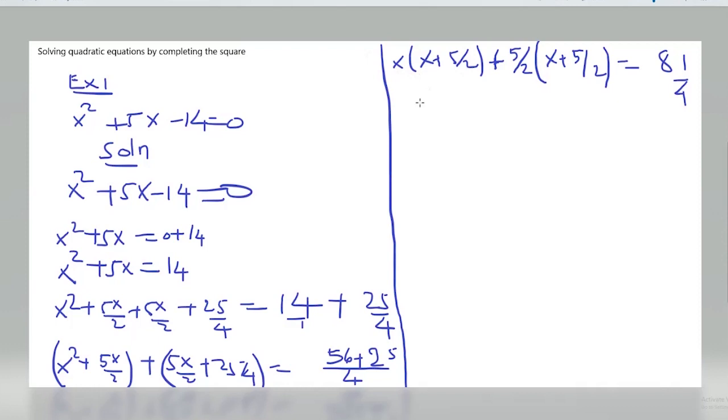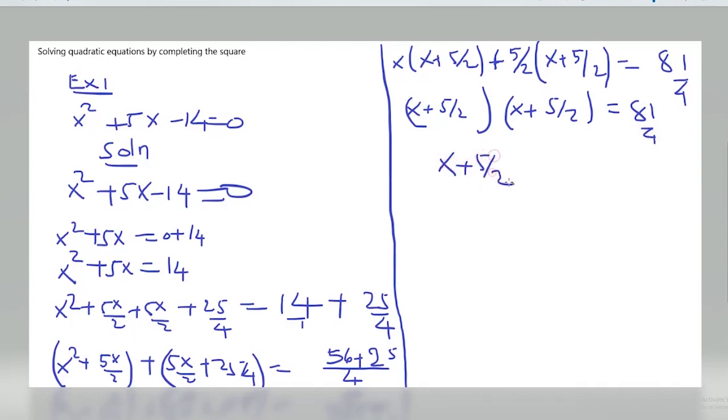So you can prove it when you reach another step. Now this will be x plus 5 over 2 times x plus 5 over 2, which is equal to 81 over 4. So x plus 5 over 2 squared is equal to 81 over 4. To obtain the value of x, take the square root of both sides.